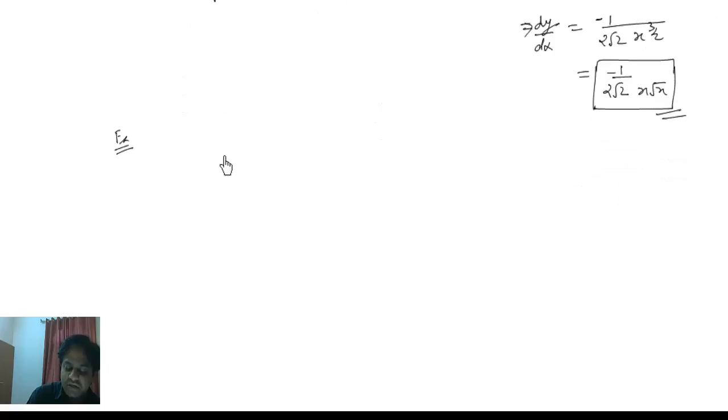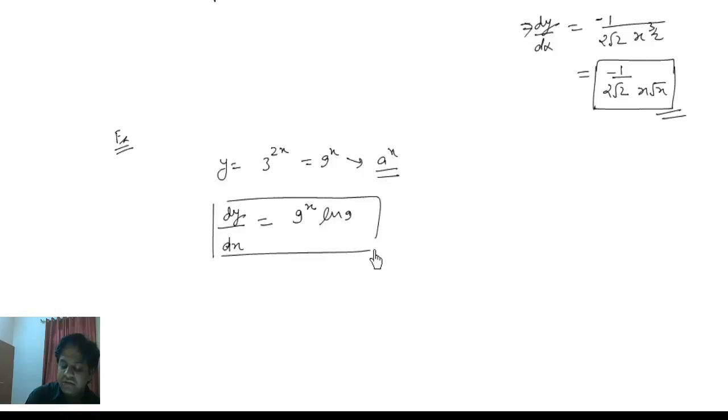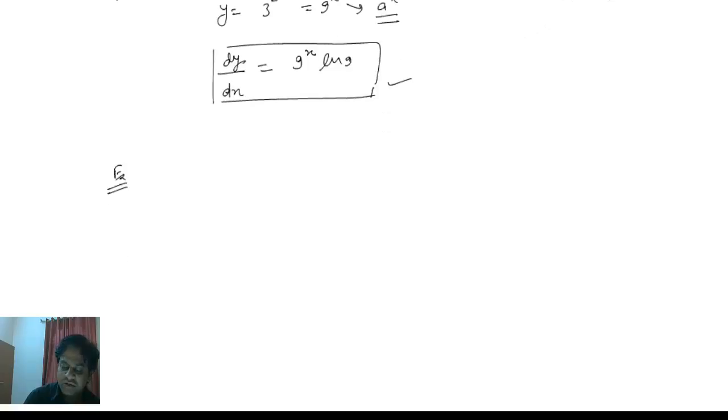If somebody asks you to differentiate, let's say y is equal to 3 to the power 2x. Now what you'll do is simply write 3 to the power 2x as 9 to the power x. Now let's write it here. Now it is in the form a to the power x, and a to the power x can be differentiated as a to the power x ln a. Very simple, right? Let's take a couple more examples.